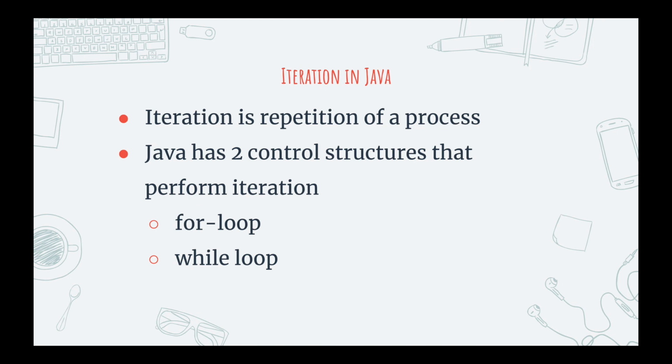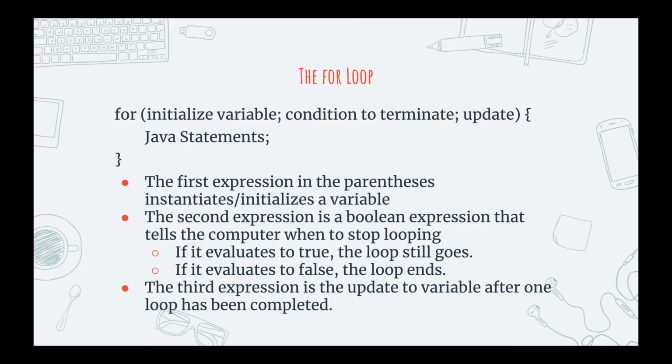Now, these are not the exclusive control structures that do repetition or iteration, but these are the ones that we mostly use in the APCSA curriculum. And the two are for loops and while loops. And as I said before, the premise of this video is going to be solely on for loops. So the for loop is basically a way of getting all the stuff that we did on the outside of the while loop, all into one sort of expression.